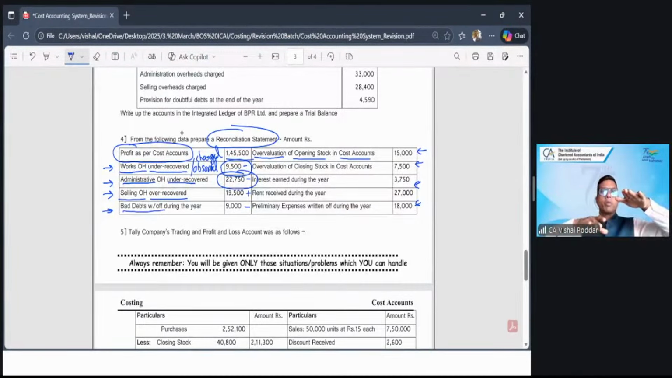Which profit? Costing profits. Why? Because this opening stock is overvalued in costing books. So it means in costing books, the debit side is higher. And as you all know, if in P&L the debit side is higher, the net profit is lower. So what is the impact of this adjustment? The net profit of cost accounting is lowered by this figure. Now, once you have got the level, we will see what our starting point is. Our starting point is this only. So I have to climb upwards.